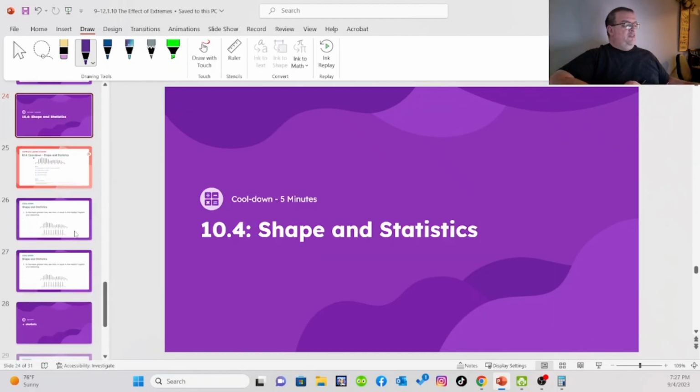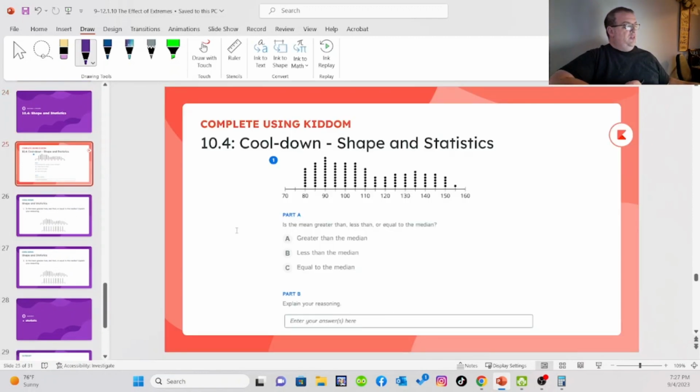So now we will finish up with the cool down. Remember that cooldowns must be completed on the KITM website, and cooldowns are individual. This is not to be done in a group. This is for me and the district to get a better idea of how well you are retaining the information from this lesson and the previous lessons as we move toward your end of unit assessment. So log into your KITM account if you're not there already. Go to Cooldown 10.4, Shapes and Statistics.